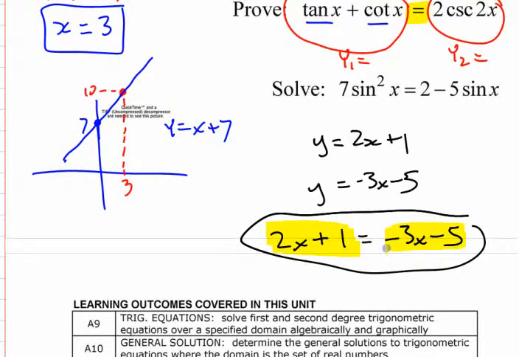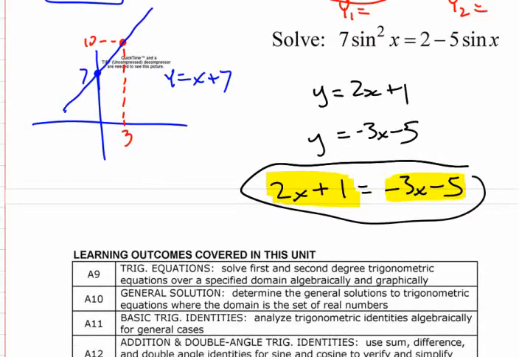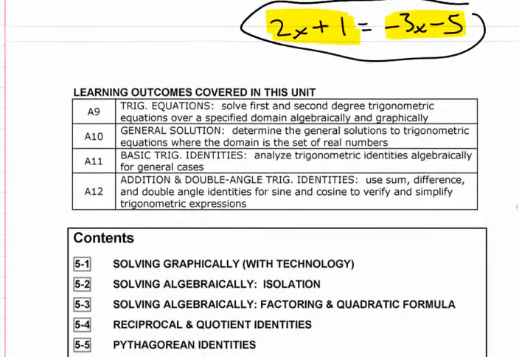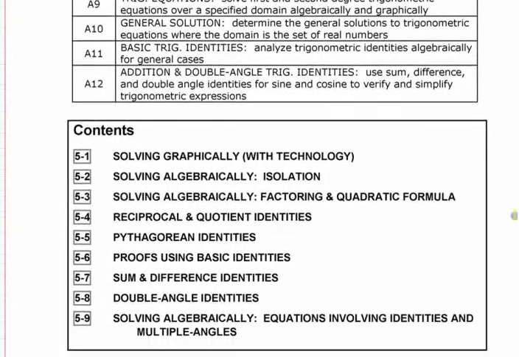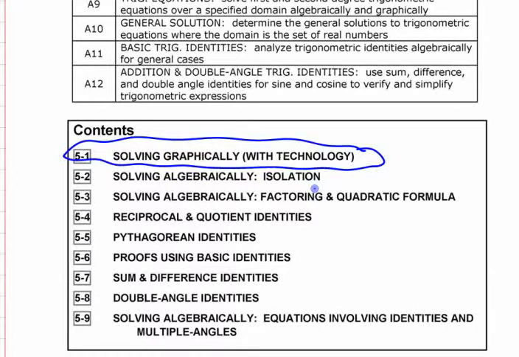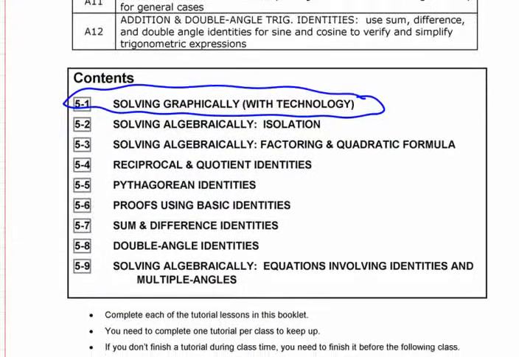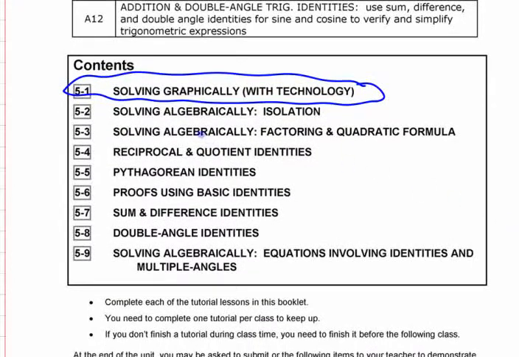So solving algebraically and solving graphically are different things. You can solve any equation graphically as long as your calculator understands the operations involved. That's why the first thing we're going to do is solving graphically with technology. It's kind of tedious to do it without technology. We're focusing on trig equations, but you could do anything. And then we're going to look at some algebraic methods of solving.